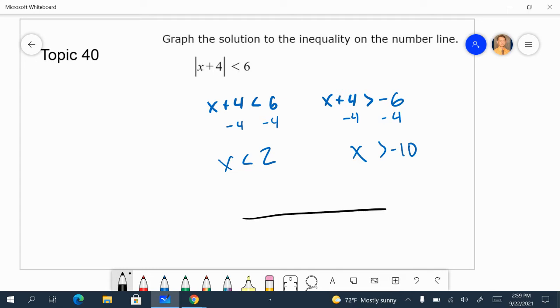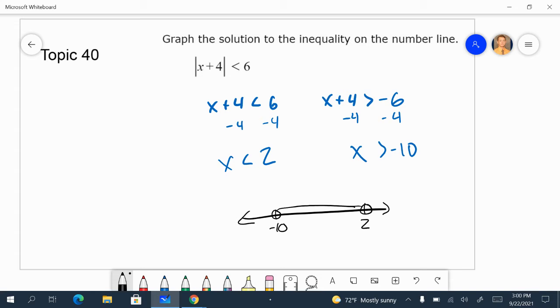Let me try again. So here's my graph. Negative 10 is down there, and 2 is right there. They're both going to be open circles, and it's x is less than 2, so our arrow is going to be pointing that way, and x is greater than negative 10, so our arrow is going to be pointing that way. My board's being a little laggy today. They're going to connect like that. So everything in between those two should work.